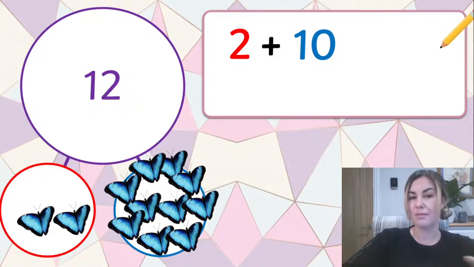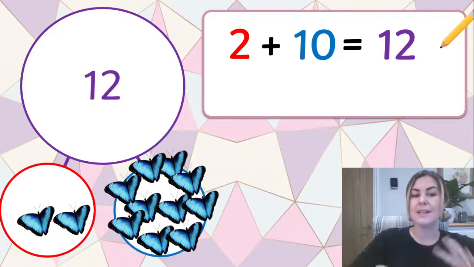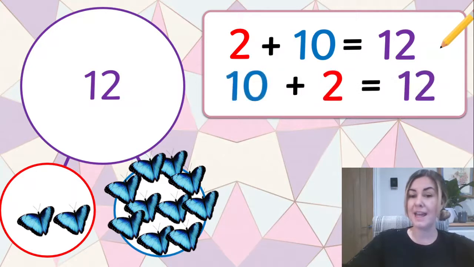I moved some butterflies into the red section, and then I moved the rest of the butterflies into the blue section, and I discovered that 2 add 10 equals 12. Let's say our number sentence together. 2 add 10 equals 12. Great. Now, if you wrote it the other way round, 10 add 2 equals 12, you would also be correct.